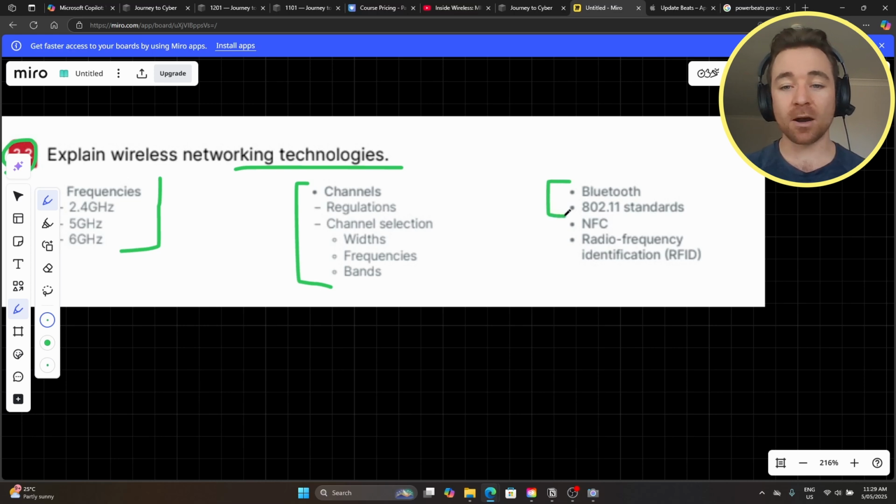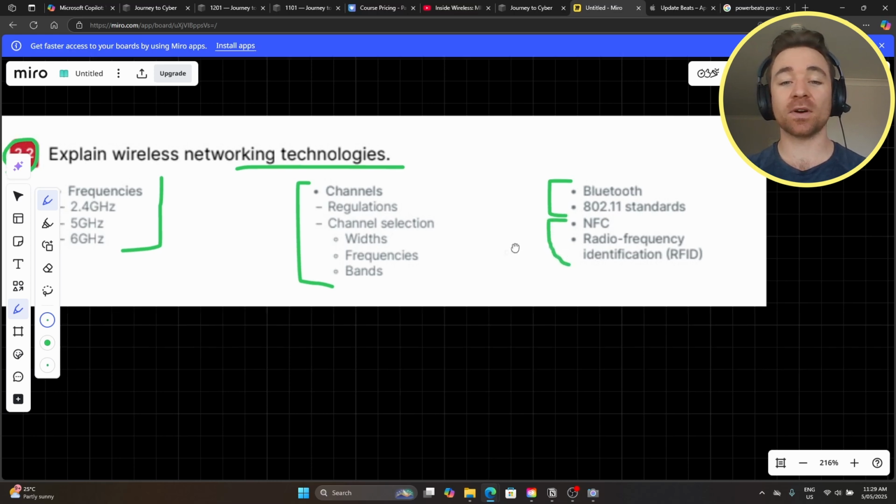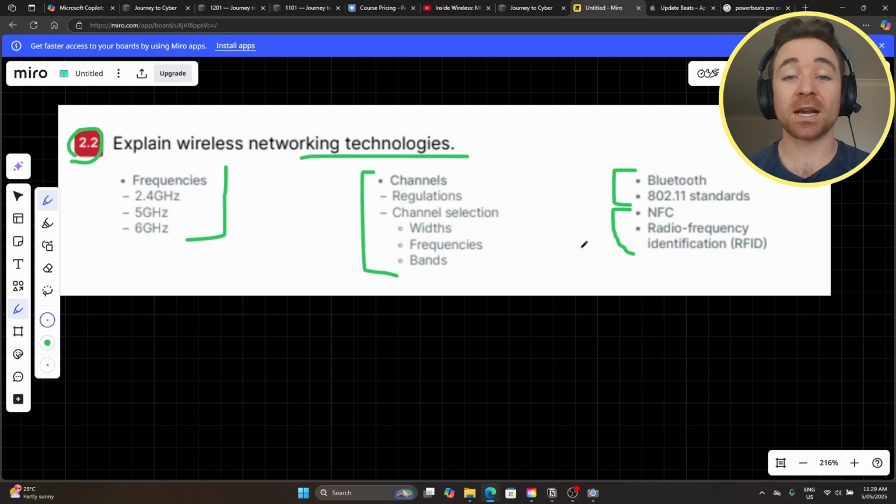We'll find out what those are and what we need to know about them, NFC technology again, and then finally RFID. For all of these, I'm going to tell you what you need to know. I'm going to tell you what kind of exam questions you might be asked on your exam, and I'm going to give you some practice questions just like usual.